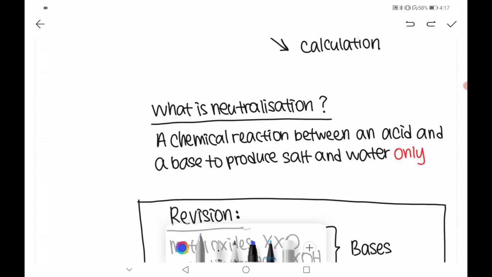I repeat one more time. Neutralization is a chemical reaction. To get a neutralization reaction, we need acid to react with base. When we take acid to react with base, this is a neutralization process. And in the neutralization process, the final product is salt and water only. We will only get salt and water, nothing else. So that is neutralization.